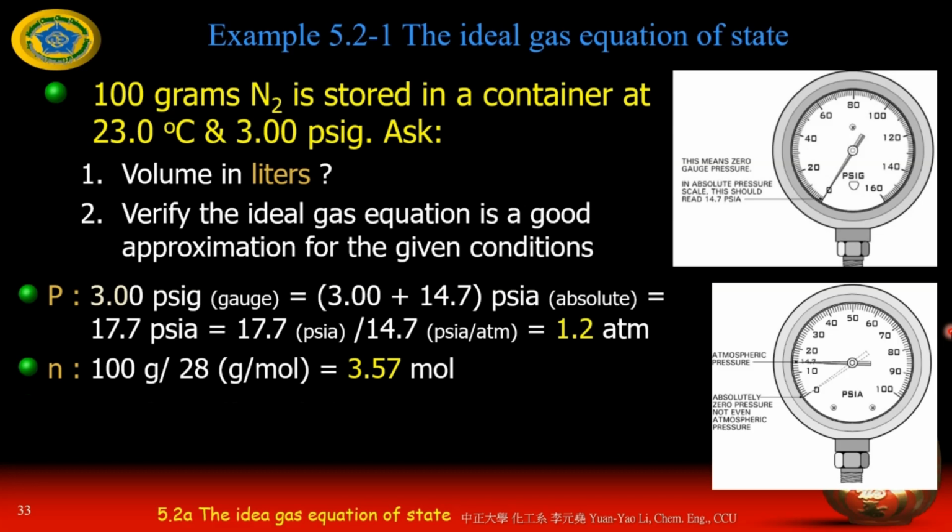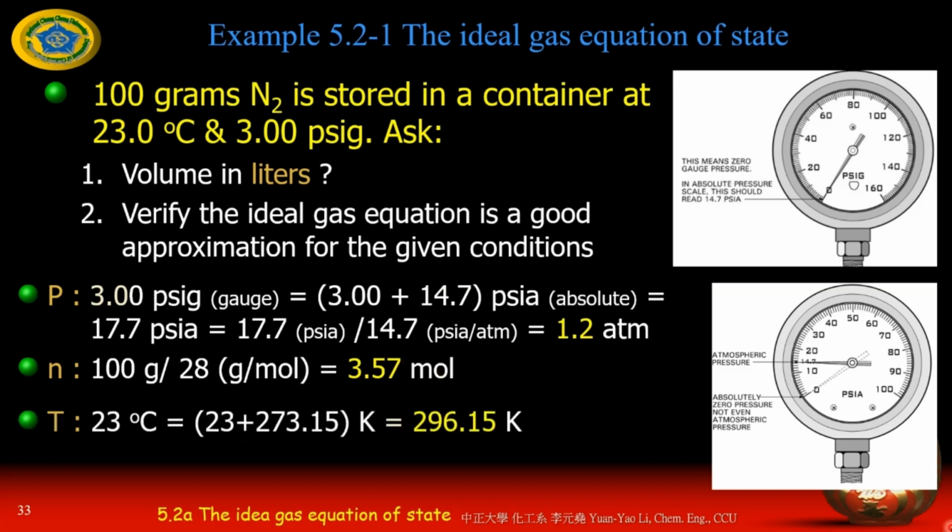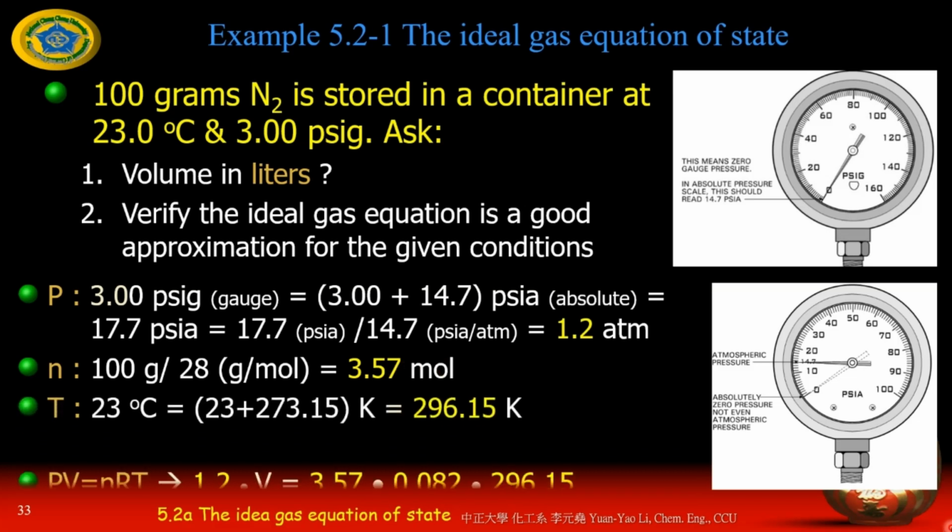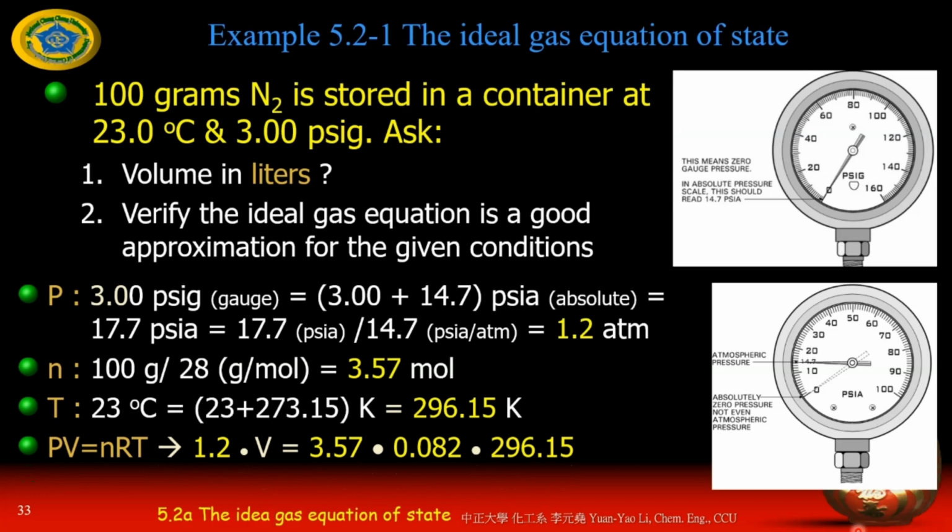So once you do that, the n will be what? 100 grams divided by 28 grams per mole. So you have 3.57 moles. So you know that, and then you know the temperature, you know the pressure. PV equals nRT. So the value you get is 72.25. So this is nitrogen, right?